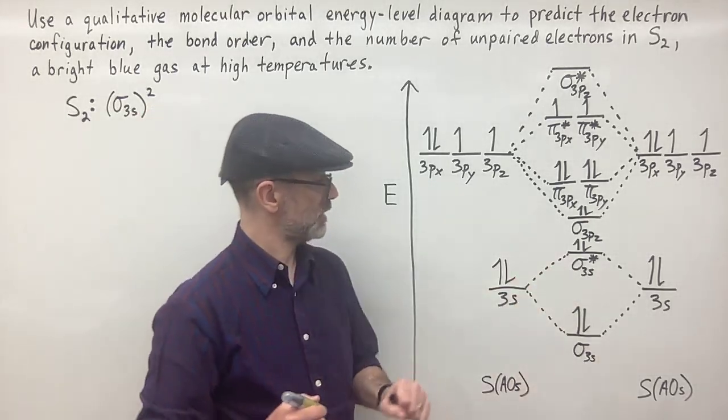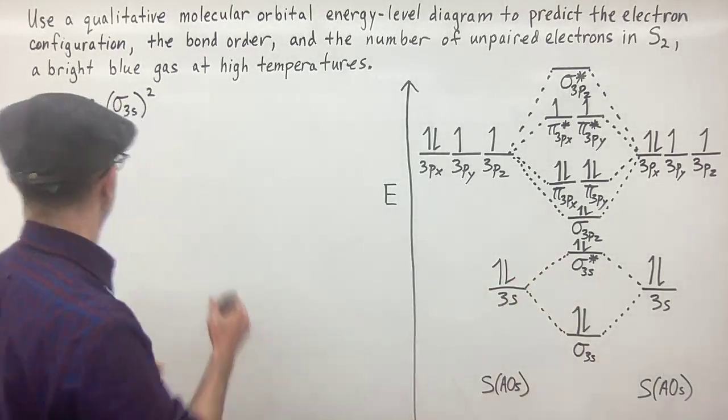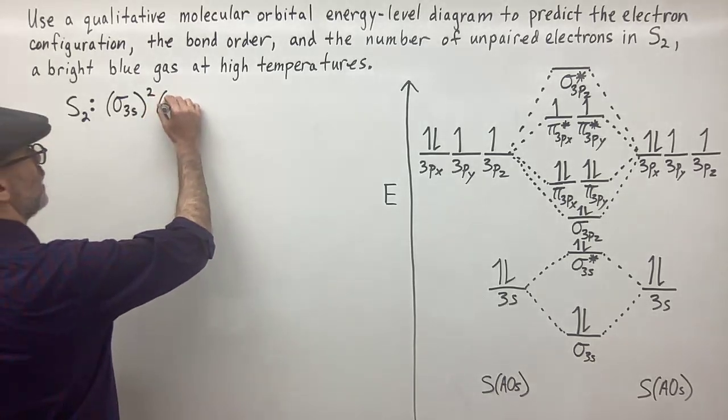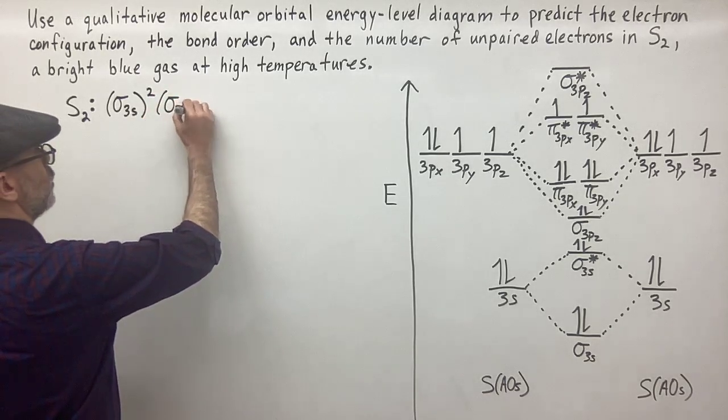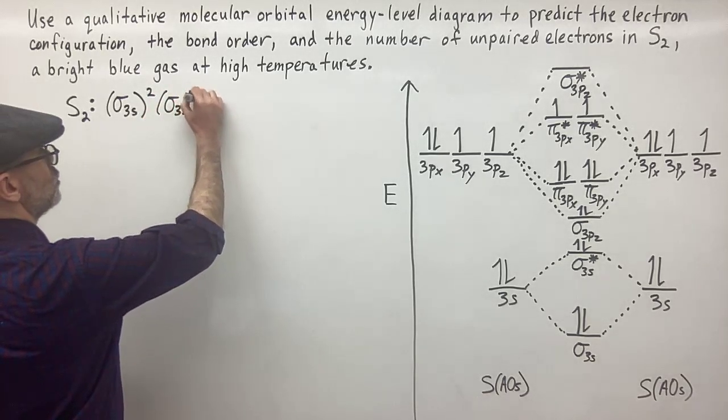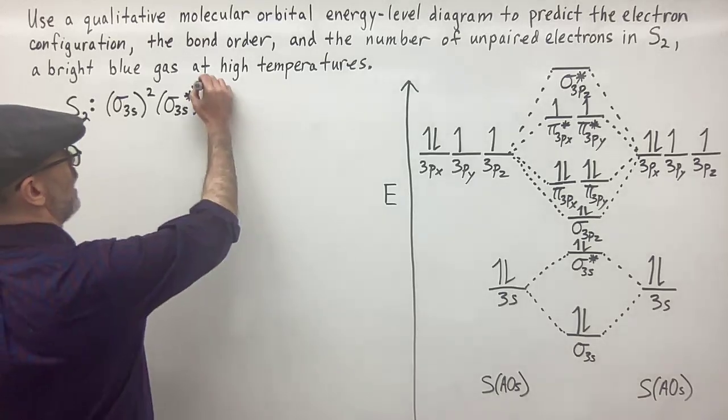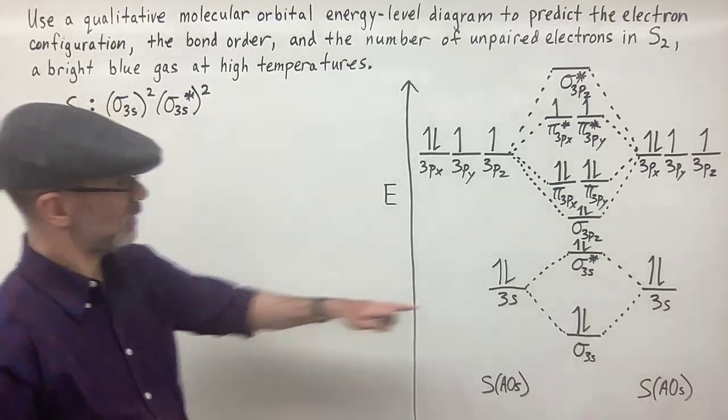Next, we have the sigma 3s star antibonding orbital, which has 2 electrons in it.